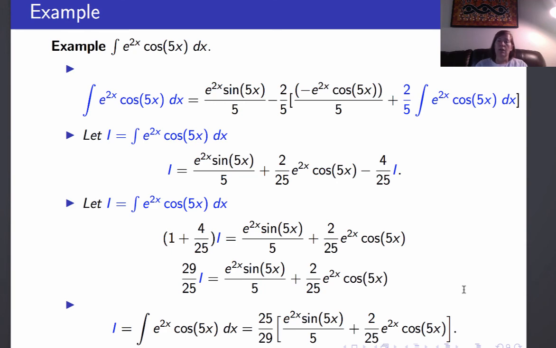So the method here is that you persist in using integration by parts until your original integral pops up again on the right-hand side, and then you simply use algebra to solve for your original integral.